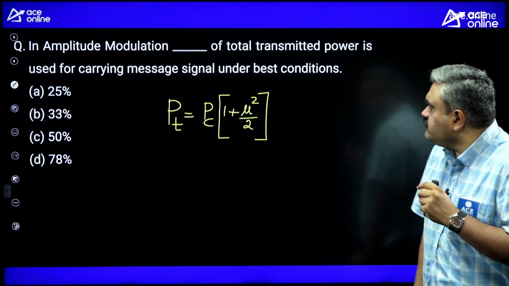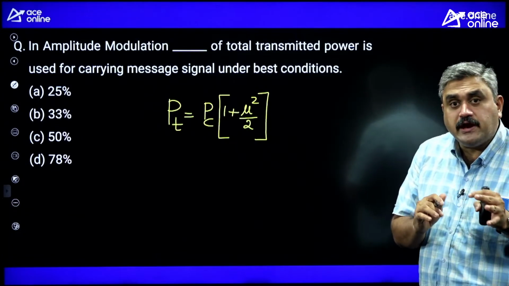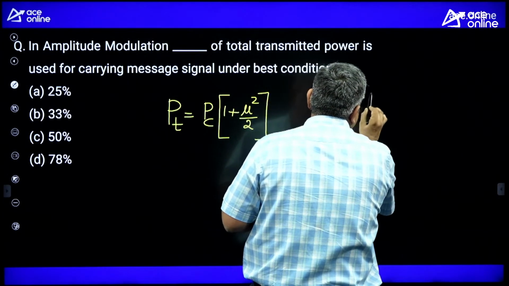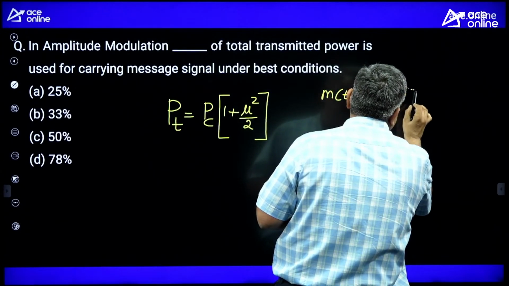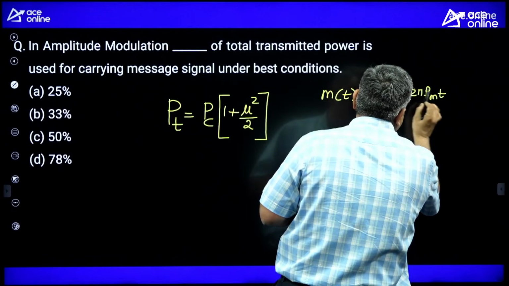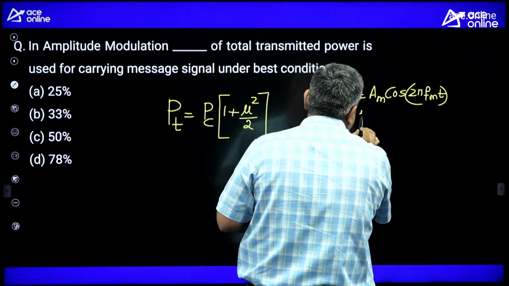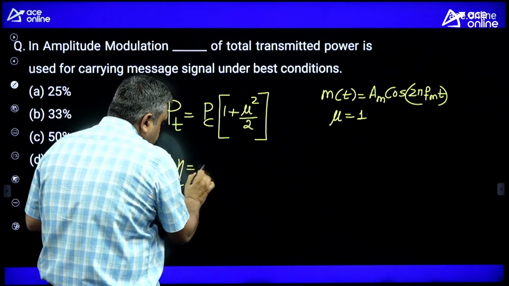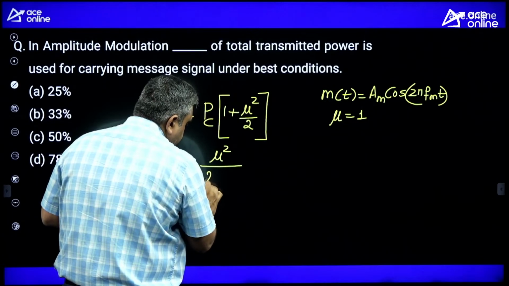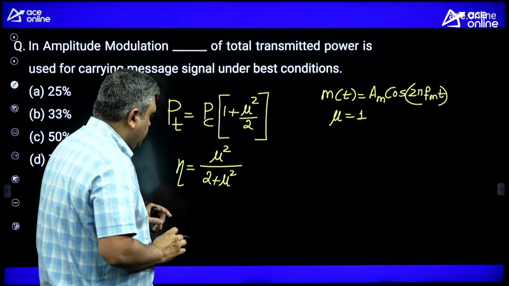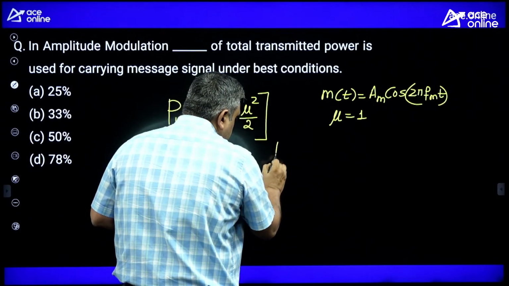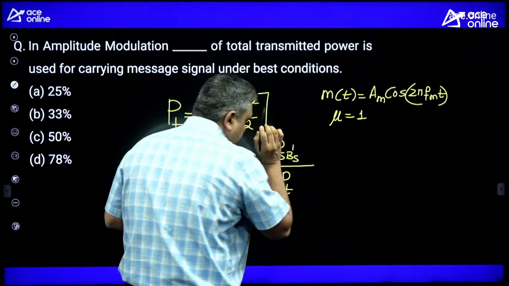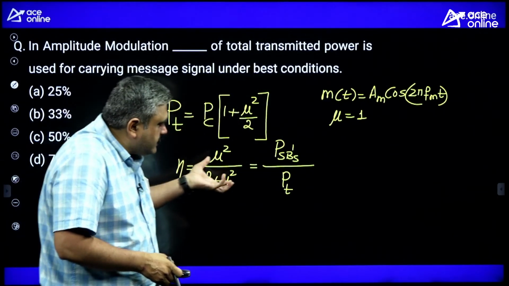Generally, whenever a question is framed this way without telling the nature of the signal, we can assume the message signal is a single tone signal, like Am cos 2 pi fm t, and we can assume the modulation index mu as 1. These are parameters for amplitude modulated signals. The modulation efficiency is given as mu square by 2 plus mu square. What is this modulation efficiency giving you? It gives the total power taken by the sidebands divided by the total power required to transmit the modulated signal.